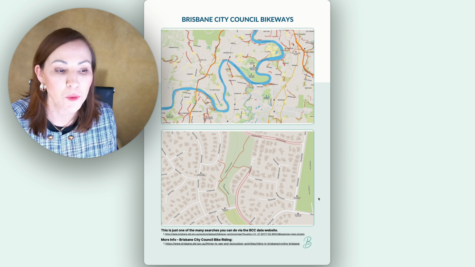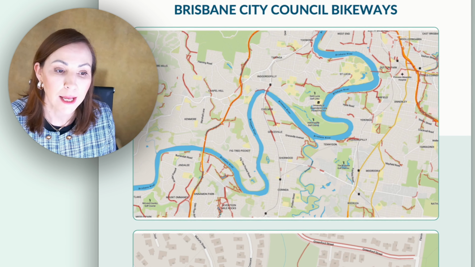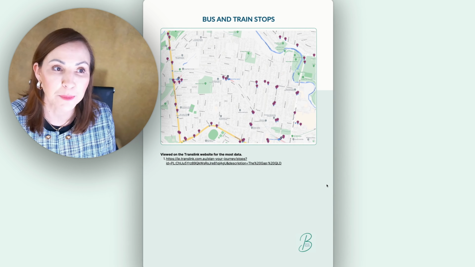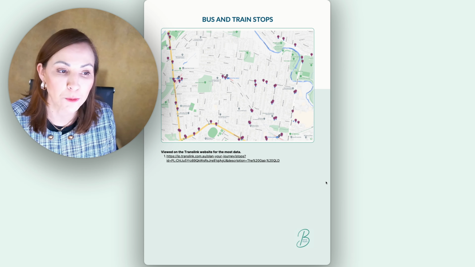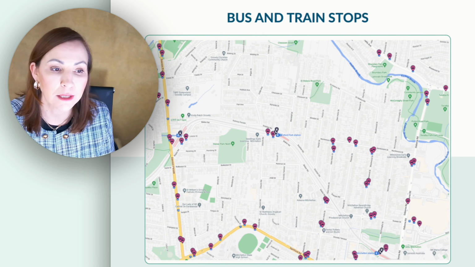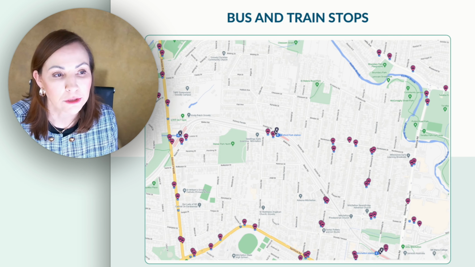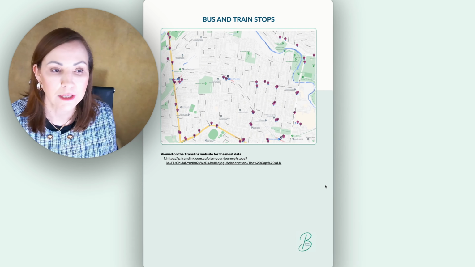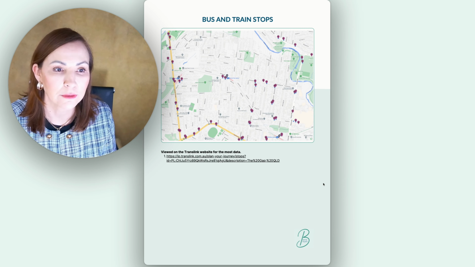Next page. Brisbane City Council bikeways. Perhaps you're interested in knowing where you can ride your bike around. And so you can see those there. There's 2 links at the bottom of that page. Bus and train stops. This is taking you to the TransLink website, and you can obviously explore that from there.